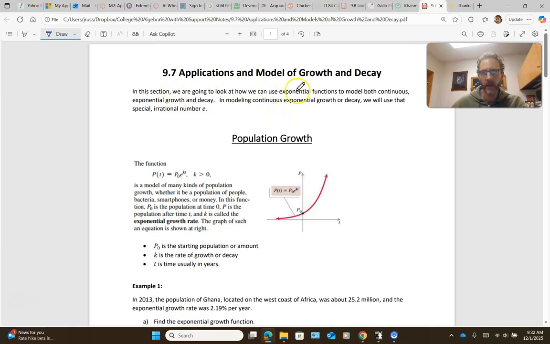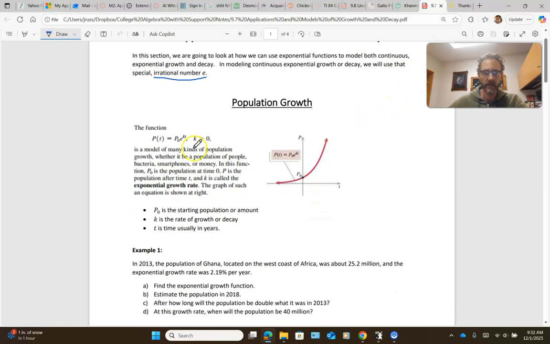And we're going to be looking at processes that we can use exponential functions to model that are actually either increasing in quantity or decreasing in quantity. We're going to model those processes as either continuous growth or continuous decay. And we're also going to be utilizing that special irrational number e that we've talked about some. Alright, so let's look at this graphic right here.